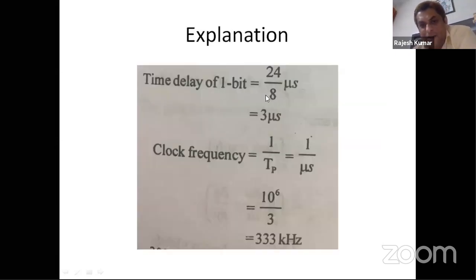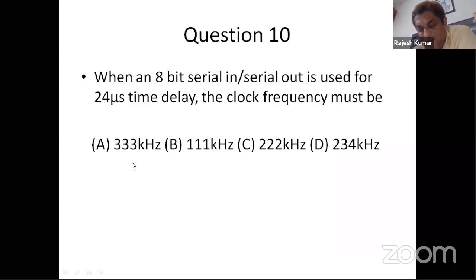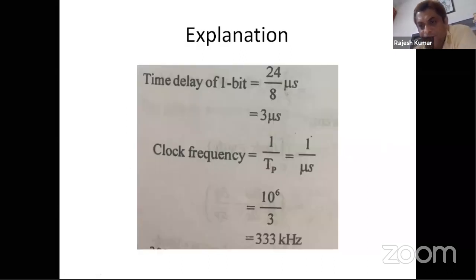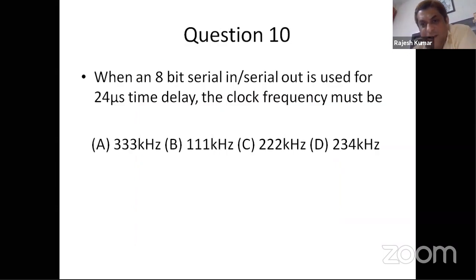So ultimately, for 8 bits it is 24 microseconds. For 1 bit, it is 3 microseconds, because it is just 24 by 8, 3 microseconds. And the clock frequency is nothing but the reciprocal of this time delay. That is 1 by 3 microseconds, and ultimately it will come out as 333 kilohertz. If you solve it, the answer in this case will be A, that is 333 kilohertz. Okay. So this is how we solve the questions on microprocessors. Maybe some other questions can also be there, but mostly these kinds of clock frequency questions I have seen.